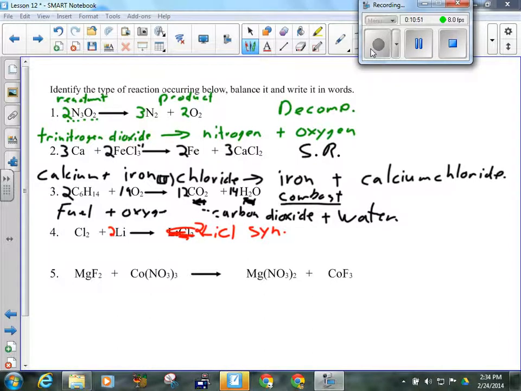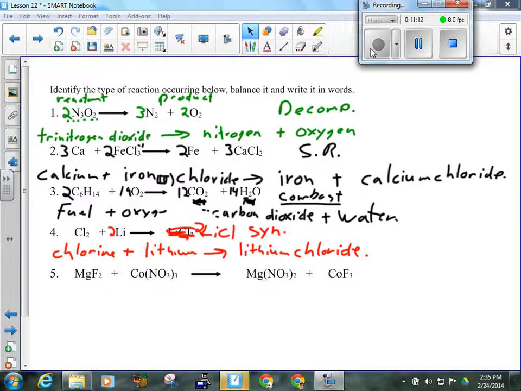Now this is balanced. 2 of everything on both sides. Now we have to write it out. So this is chlorine plus lithium gives us lithium chloride. I'll give you a couple minutes to try number 5 there, guys.